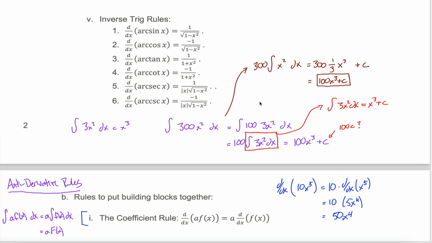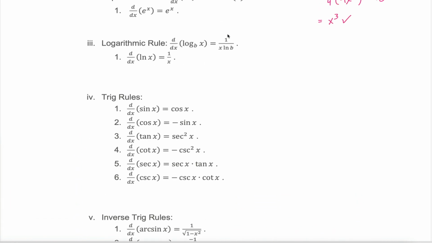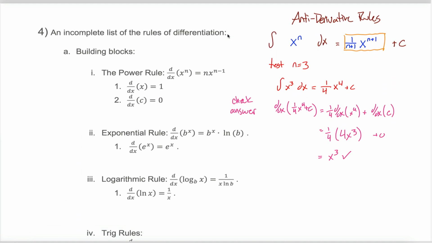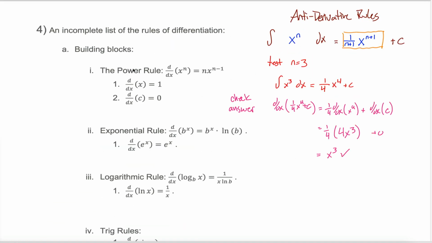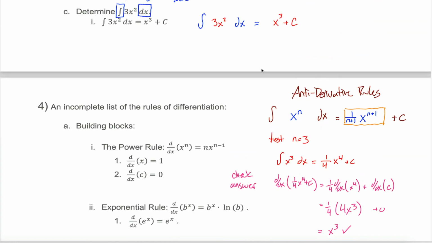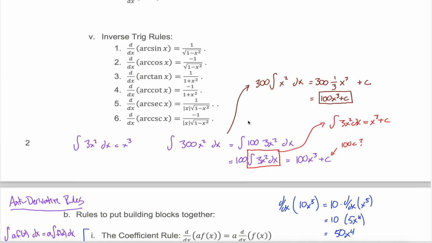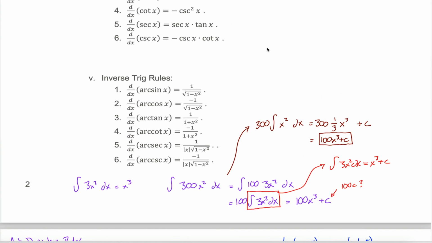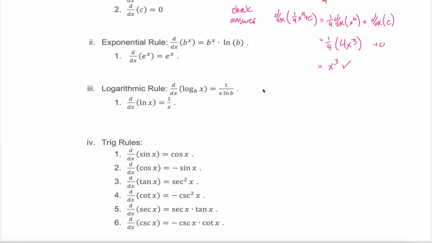Good news and bad news. The bad news is there were a lot of derivative rules, right? We've only talked about the power rule and this coefficient rule, but look at all these other rules that we have down here. We just spent like 20 minutes talking about those rules. What about the rest of these? It's not as bad as it seems.